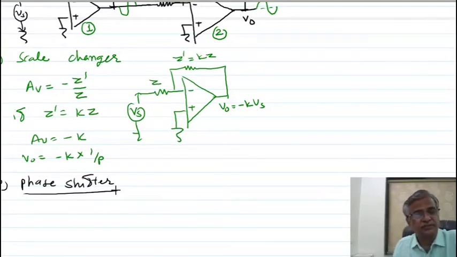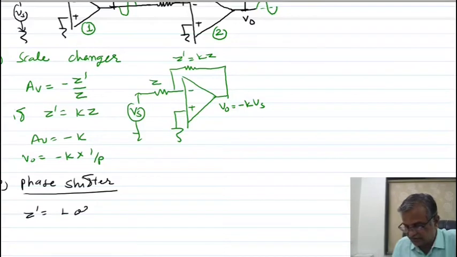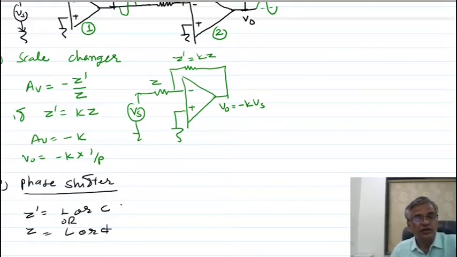In a phase shifter, if I take Zs or Z as either L or C, then you can vary the phase difference between input and output signals from 0 to 360 degrees.